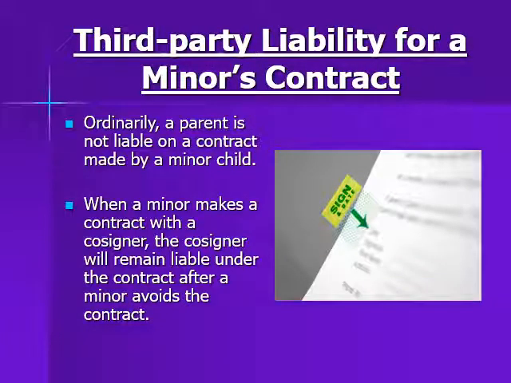Ordinarily, a parent is not liable on a contract made by a minor. When a minor makes a contract with a co-signer, the co-signer will remain liable under the contract even after the minor avoids the contract.